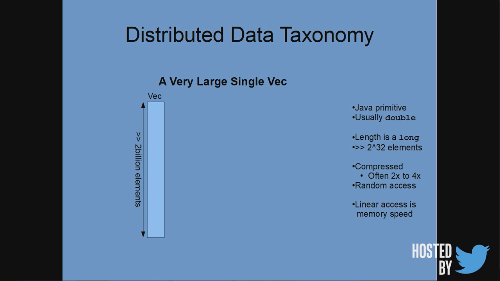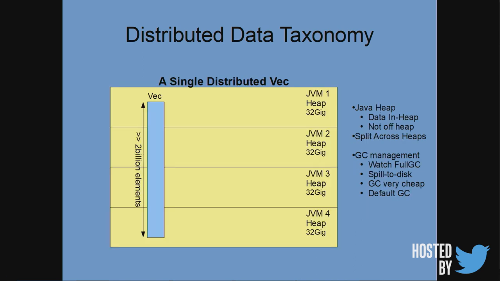The length can be way more than 4 billion elements, and if you walk the array linearly, you're guaranteed to get the full memory bandwidth speeds. It's like you write Fortran or C code for performance, but you're writing Java code. It's actually split across the heap; it is in the Java heap, not off heap, but it'll be split, and so all the different JVMs will hold a chunk of the data.